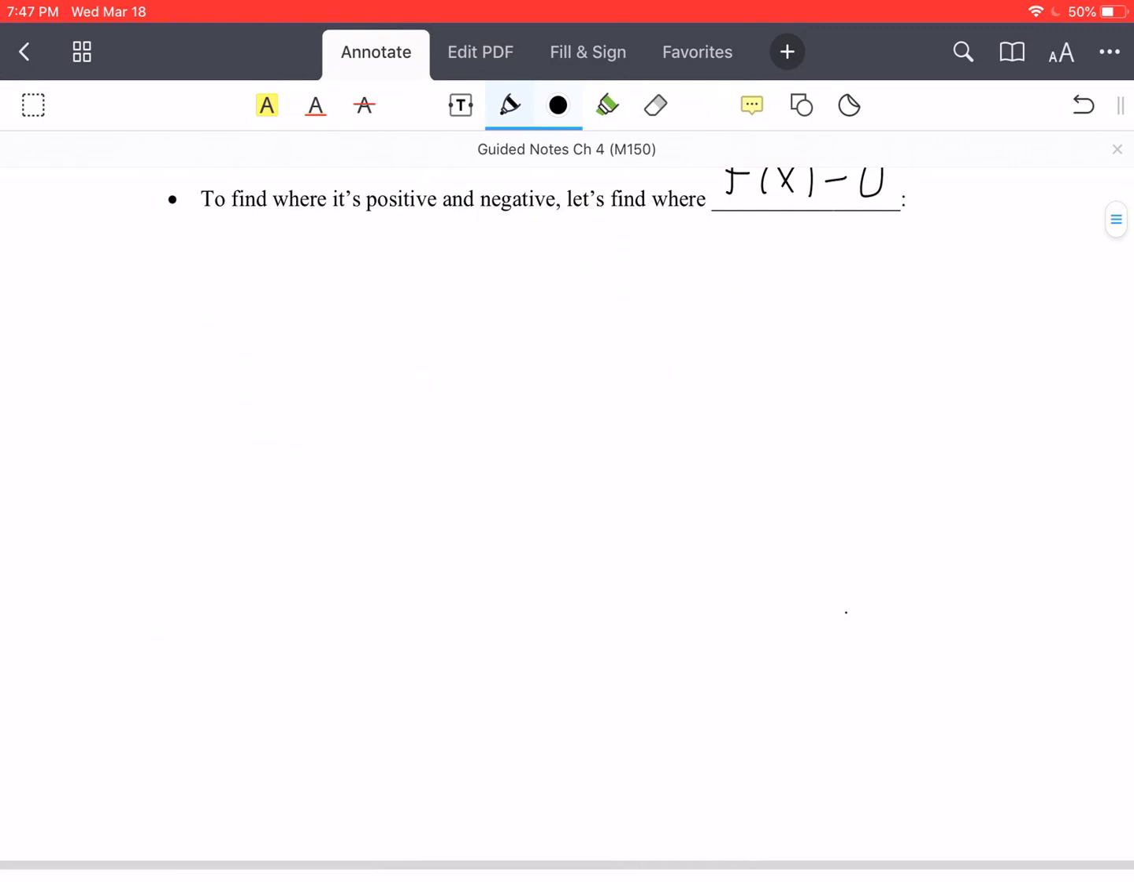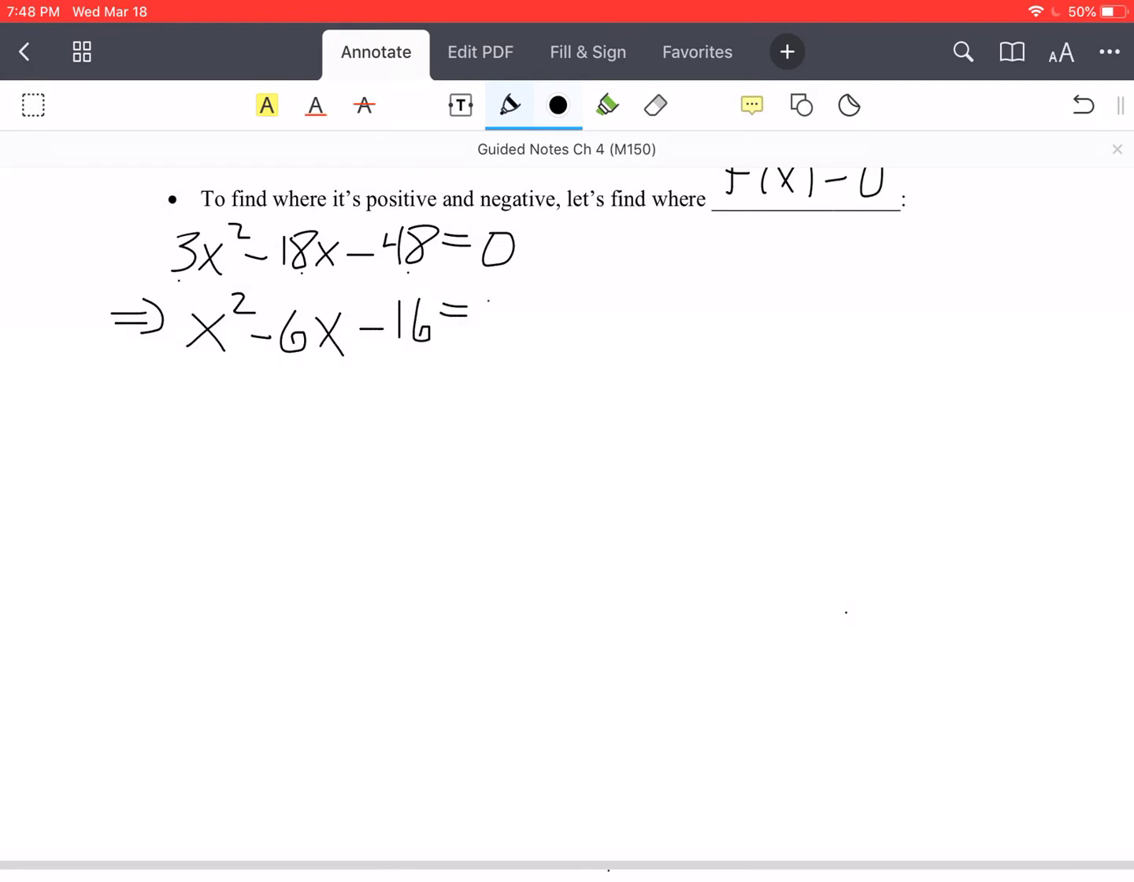So we have 3x squared minus 18x minus 48 equals 0. Notice a common factor of 3 in all of these. I'm going to go ahead and just divide the whole thing by 3. That's going to leave me with x squared minus 6x minus 16 equals 0.